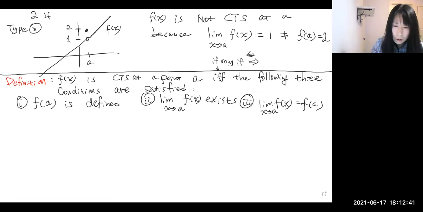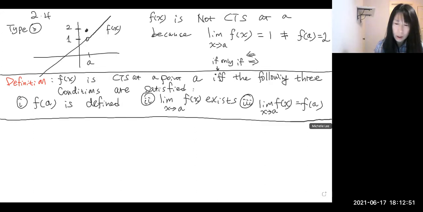Let us do this one. So example number one, we just did earlier. That is x squared minus 4 over x minus 2. So let us do this one.